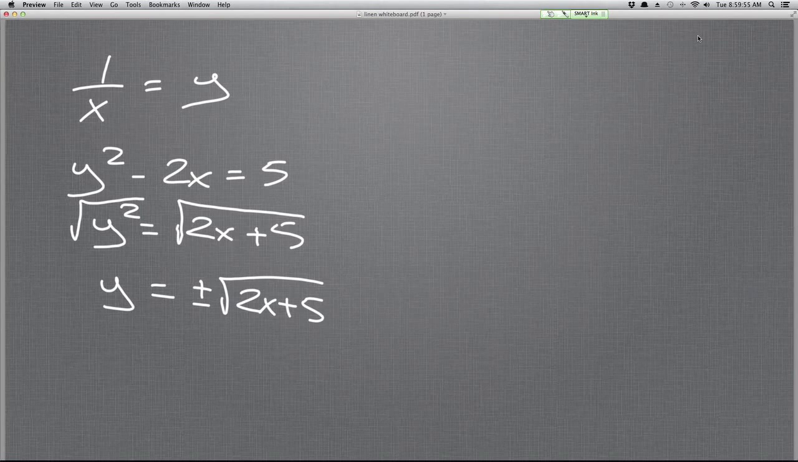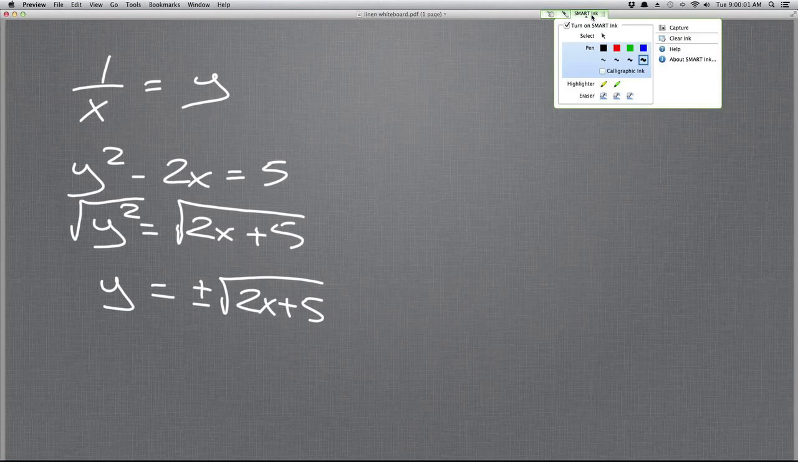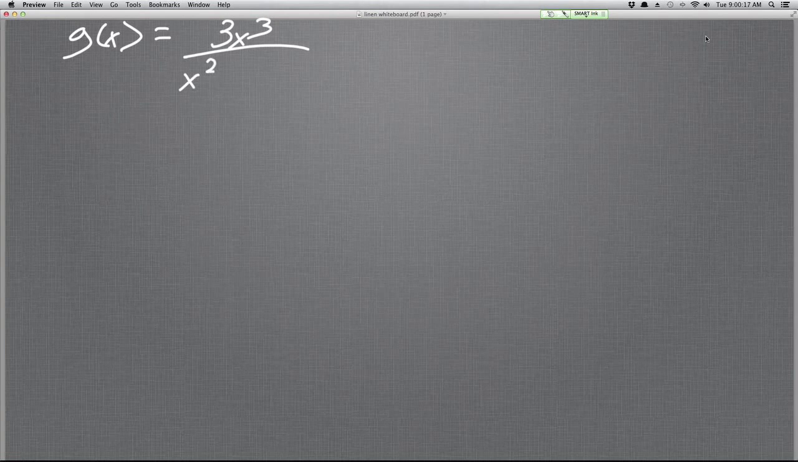All right. One more problem. Let's look at 33. Okay, on 33, the directions say find each function value. So what are they telling me about g of x if they're telling me to find each function value?